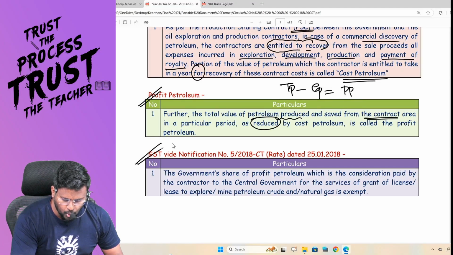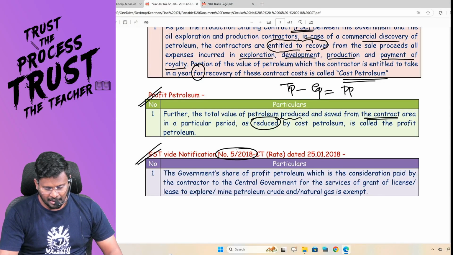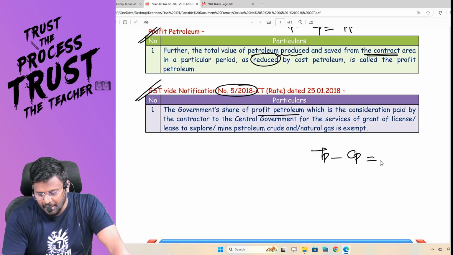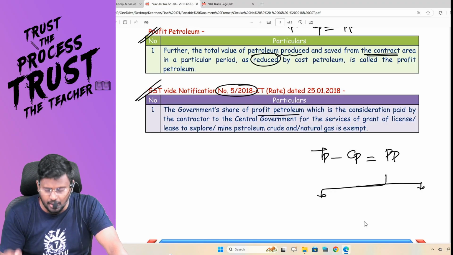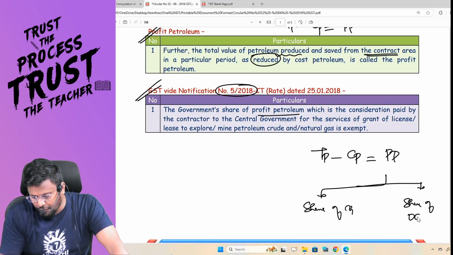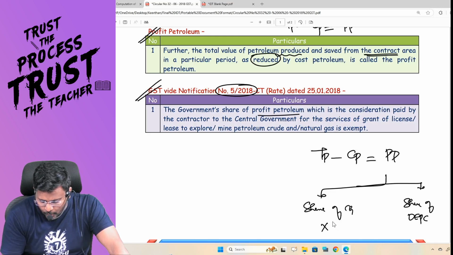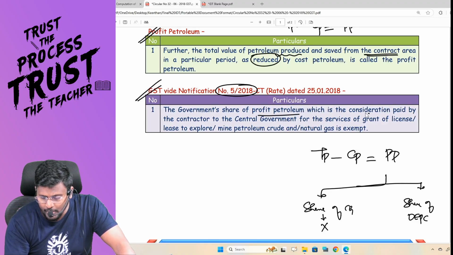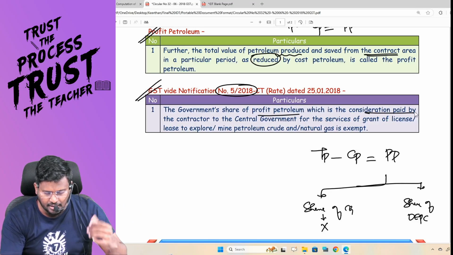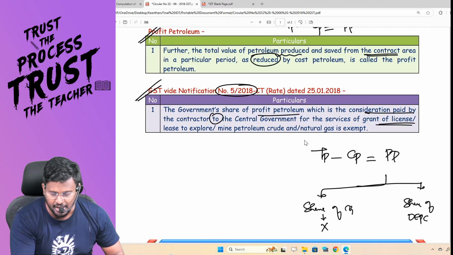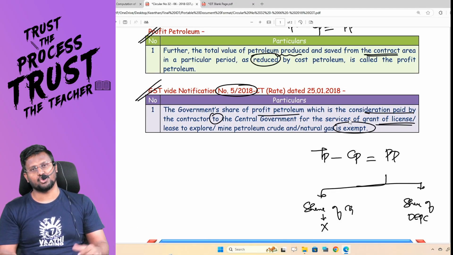Perfectly clear. GST notification number 5/2018. The government share of profit petroleum: as we all know, total petroleum minus cost petroleum is equal to profit petroleum. Profit petroleum has to be classified into two categories: number one, share of the central government, and number two, share of the OEPC. We are going to talk about the government share. The central government share of profit petroleum, which is consideration paid by the contractor to the central government for the service of grant of license or lease to explore or mine petroleum crude and natural gas, is exempt from GST.